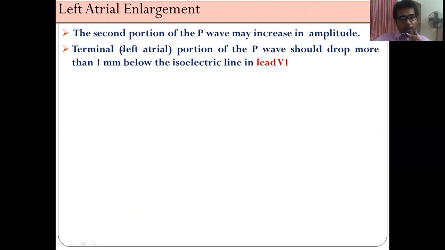Now, in case of left atrial enlargement, the second portion of the P wave may increase in amplitude, and the terminal portion of the P wave should drop, as the terminal portion, that is the second negative deflection in the V1 lead, represents the left atrial depolarization. So if the left atrium becomes enlarged, the depth of the negative half of this wave in the V1 lead will be increased.